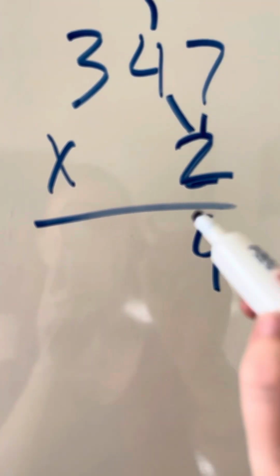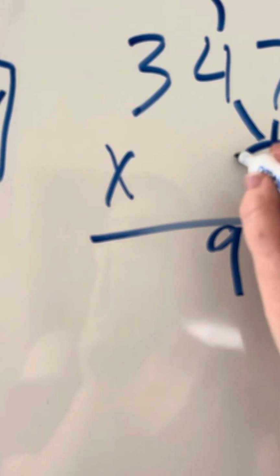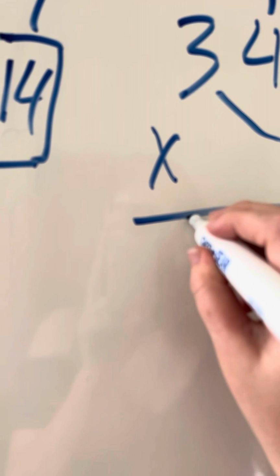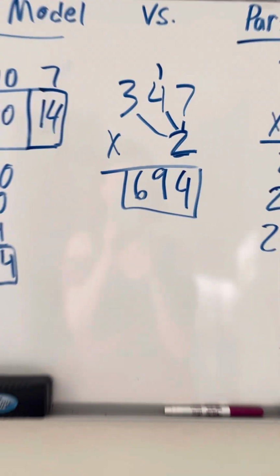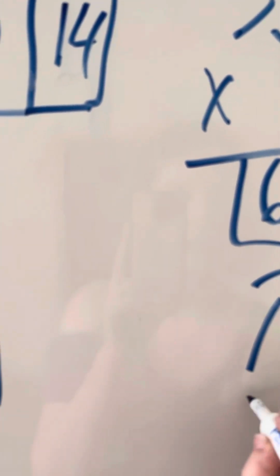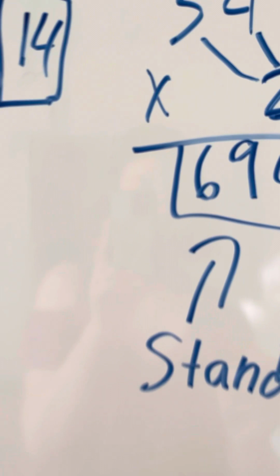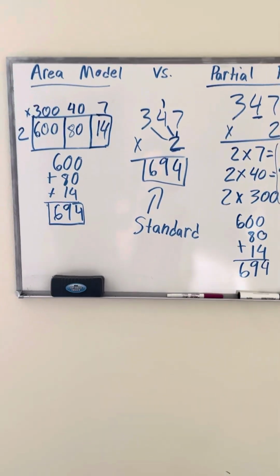So 4 times 2 is 8, plus 1 more, that is 9. And then 2 times 3 is obviously going to be 6. 694. And just to tell you, this is the standard way. So this is like what Miss Fernandez and maybe some of you parents grew up on.